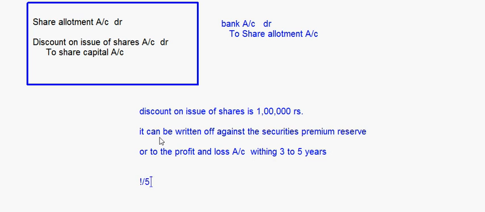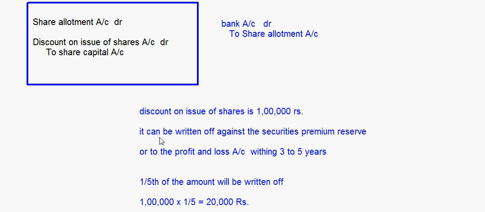So if we take it as 5 years, each year 1/5 of the amount will be written off. Now you have this 1 lakh. What is 1 lakh into 1/5? 1 lakh into 1/5 is 20,000 rupees. So 20,000 rupees is to be written off every year. Okay. Now the thing that you have to understand here is how this will be shown in the balance sheet. That is important, right? Now the profit and loss account, each year, that is first year, second year, up to fifth year, you will be showing this discount on issue of shares as other expenses, as an expense, right? And every year this amount will come as 20,000 rupees.